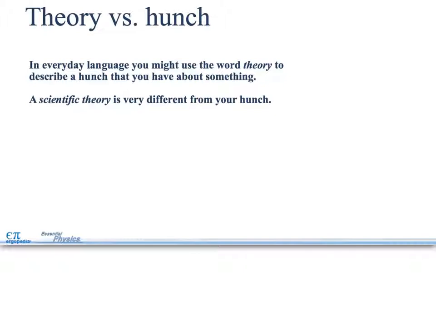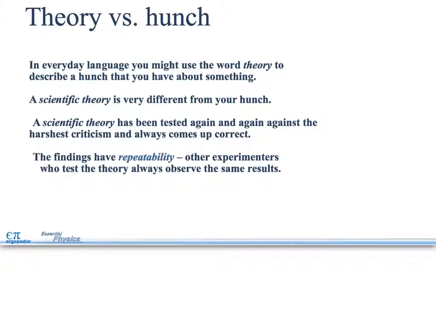All right, theory versus a hunch. In everyday language, you might use the word theory to describe a hunch that you're having about something. A scientific theory is very different from your hunch. A scientific theory has been tested again and again against the harshest criticism and always comes up correct. The findings have repeatability. Other experimenters who test the theory always observe the same results.